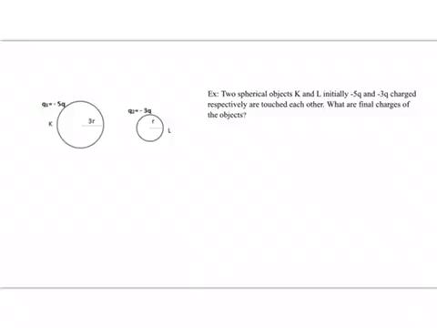Let's do an example. We have two spherical objects K and L. They are in contact. When they are separated, what will be their final charges? So here you see that the total charge is equal to minus 5q plus minus 3q, which is equal to minus 8q. The radius of K is 3r and L is r, so the total radius is 4r.